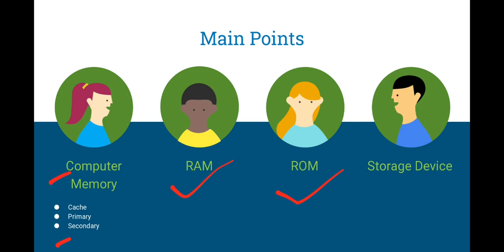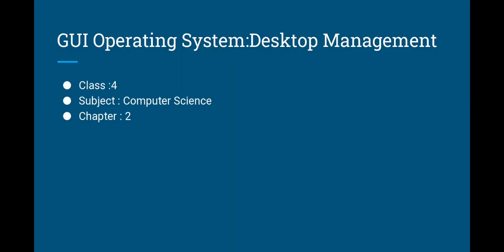And the last topic of the first chapter is storage devices. Our computer uses 2 different types of storage device, that is internal device and external memory device. While both types save and access our data files, they do so in different ways. Internal and external storage devices have very different physical and operational characteristics. Now move on to the next chapter, that is GUI operating system and desktop management.